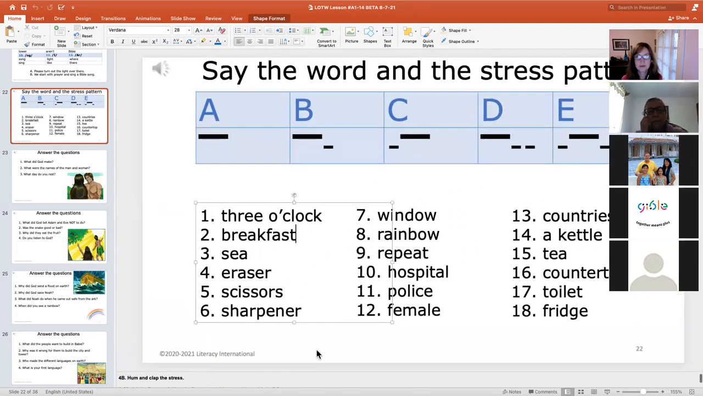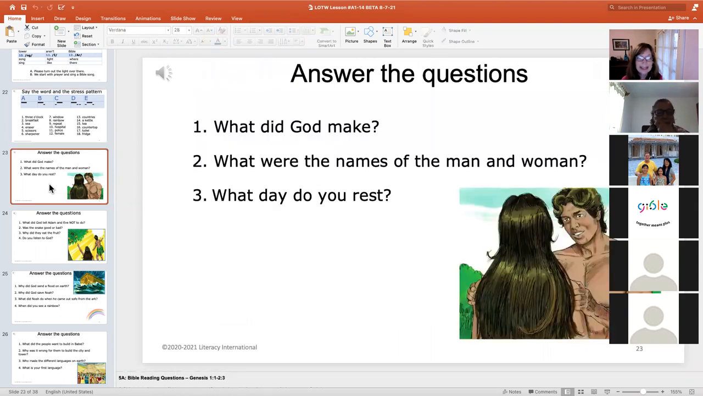So what do you guys think? What is the pattern for breakfast? Is that A, B, C, D, or E? I think it's B. Yes, very good. Breakfast. So the first syllable is higher in pitch, longer in duration, and louder. Breakfast, breakfast. And so you can spend some time with that, making sure that they can get the stress syllables for these words.